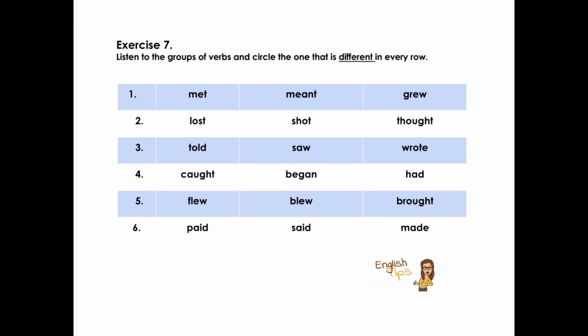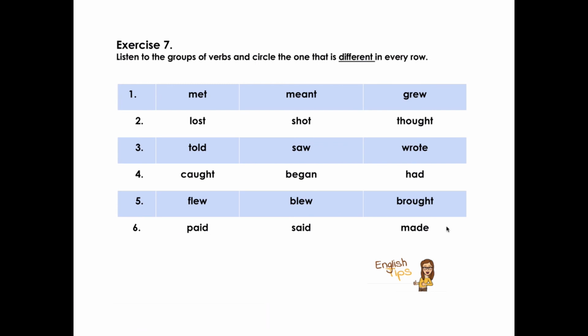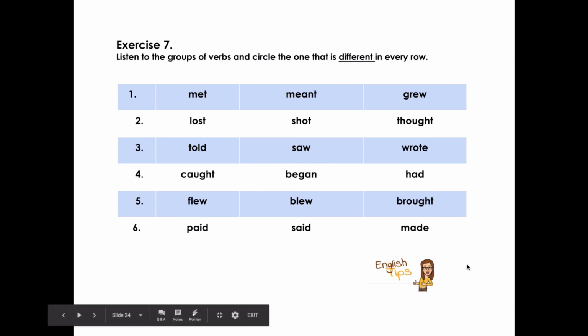Number 1. Met, meant, grew. 2. Lost, shut, thought. 3. Told, saw, wrote. 4. Caught, began, had. 5. Flew, blew, brought. 6. Paid, said, made.